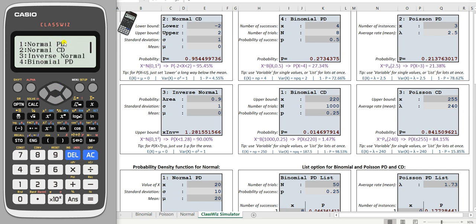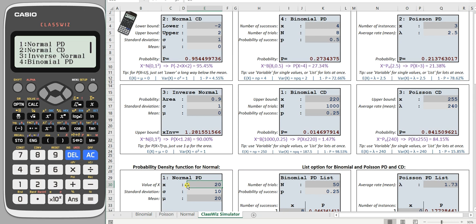On the first page is normal PD, normal CD, inverse normal, and then binomial PD, following on to binomial CD on the next page, Poisson PD and Poisson CD. Now, to save you some time, there are a few of these that you will never need at A-level maths. So the very first one, normal PD, we never use. That's the probability density function for the normal distribution. It's something to do with the height of the normal distribution curve. You can think of it as how tightly packed the area is within the range of that particular number.